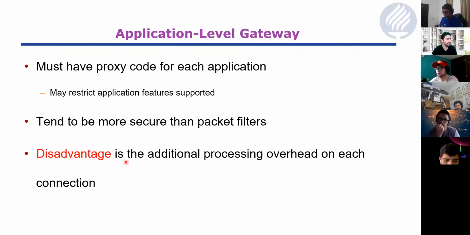The disadvantage is additional processing overhead on each connection because it's sitting on applications. That's a general rule: the lower level you start meddling with the network packets, the less overhead. The higher level you go, the more overhead there is, because it's an application level gateway. So there is more processing overhead on each connection, and it can slightly affect the performance of the network.